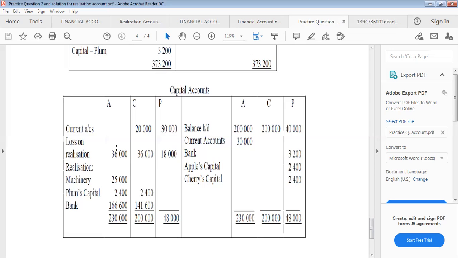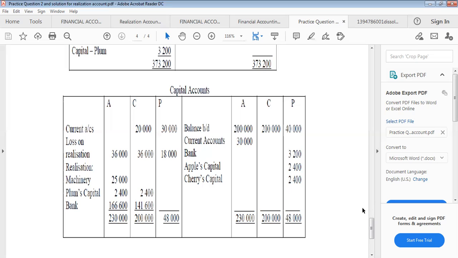So you would have entered 25,000, 36,000, 20, 36, 30, 18. Good. Now, at this moment, you will see that Apple and Cherry's capital accounts would automatically show a credit balance, meaning the credit side is more than the debit side. However, in this case, the debit side for Plum is more than the credit side, because when you enter these plus this last part here, for Plum it is 48,000 on the debit side of the capital account. However, on the credit side it is only 40,000. So therefore there's a balance of 8,000.